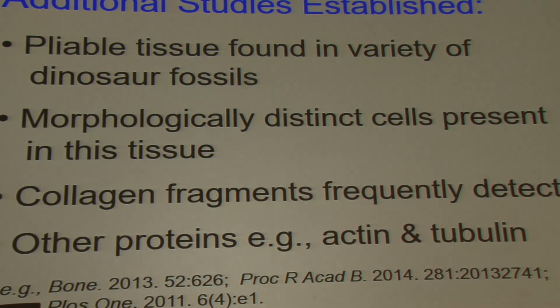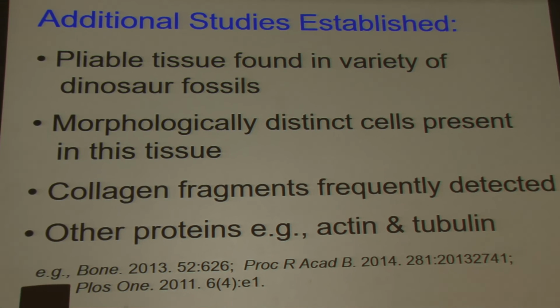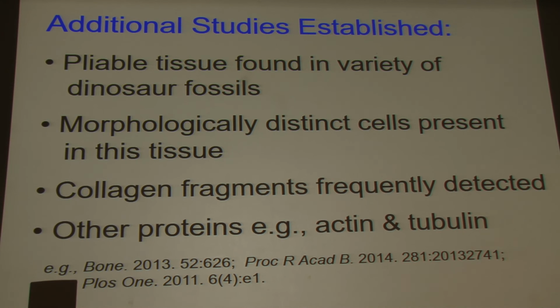Right? There were additional studies besides ours. Mary Schweitzer and other groups have done additional studies where they've added to the evidence. They've found more pliable tissue. They have found, again, these distinct cells, just as we found. They have found collagen fragments. Remember, bone has that collagen matrix. They found collagen still there. Remember, collagen is a protein. They're able to sequence the collagen. It's still intact enough that they can do that. And in fact, they found other proteins. They found actin. They found tubulin. These are common proteins in cells, in vertebrates.